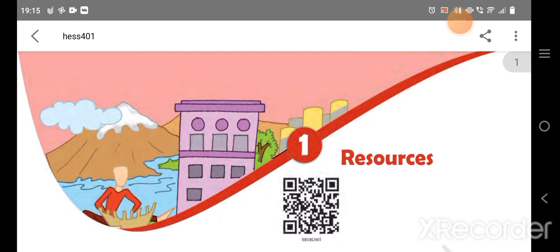I'm going to cover all the chapters present in this book, whether they are cut from the new CBSE syllabus or not. But yes, I'm going to cover all the chapters, and we are beginning with chapter number one.